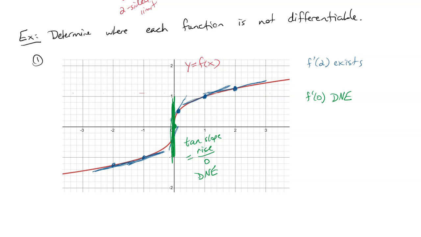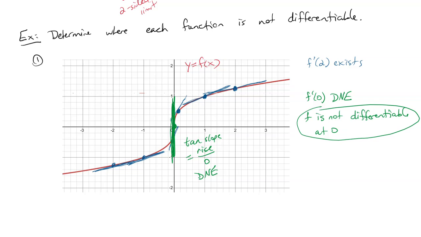And if the function has a derivative that does not exist at 0, then that means f is not differentiable. f is not differentiable at 0. And we can see here that it's differentiable everywhere else, but just not at 0. So vertical tangent slope results in a function not being differentiable.